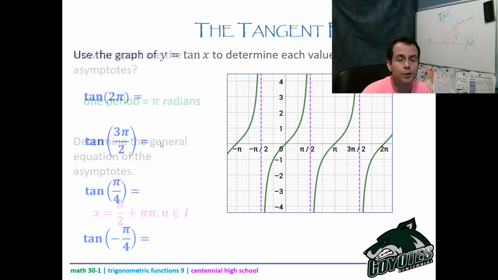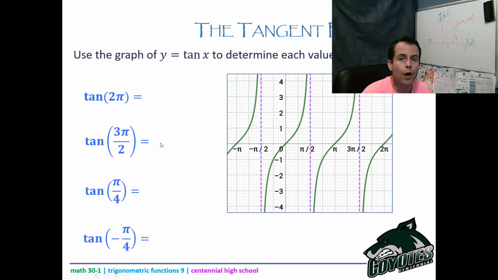Okay, so use the graph of y equals tan of x to determine each value. So tan of 2 pi, we're going right to 2 pi. We see that it's 0 there. I actually learned the other day how to use a highlighter here, so I could circle that right there for you. There's the tan of 2 pi. The tan of 3 pi over 2, well, that's right here. That's undefined, so we're going to say it doesn't exist.